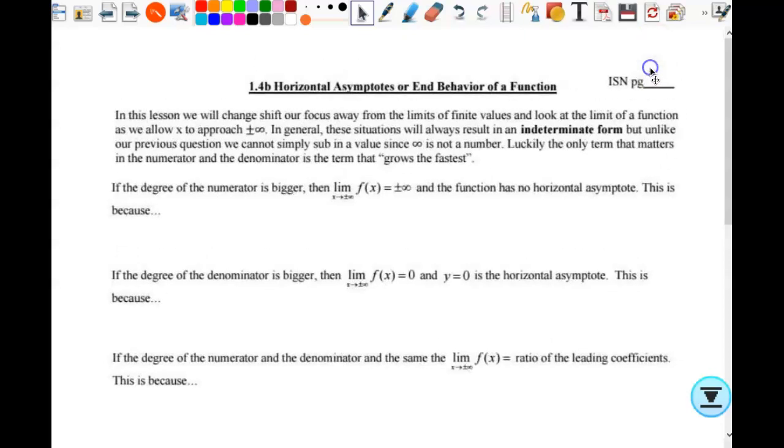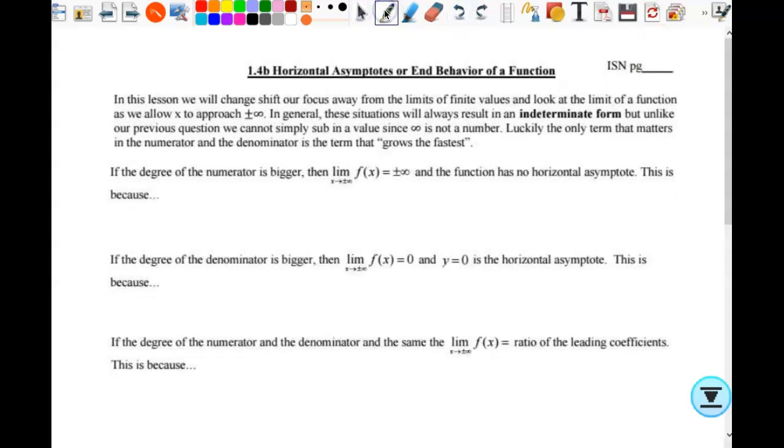On page 20. Ooh, goodness. I really hate when I do that. 26 when we're done.